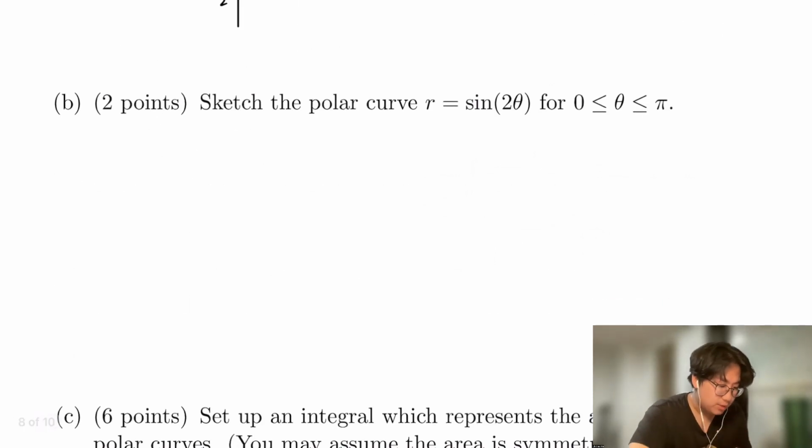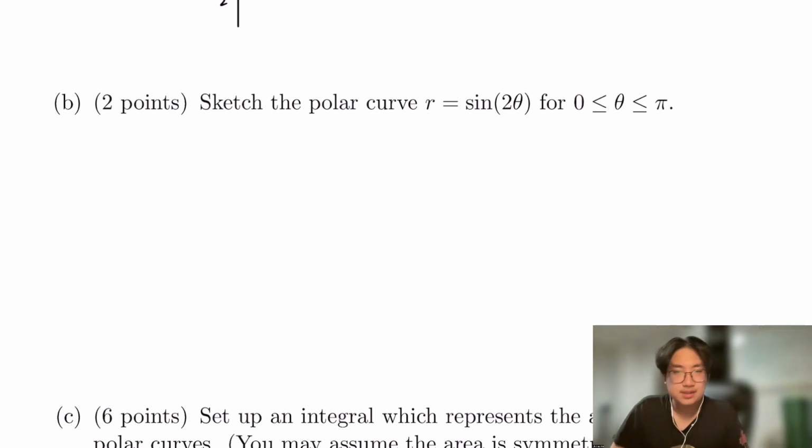Okay, for part B, you want to sketch the polar curve r is equal to sine of 2 theta, for theta between 0 and pi. In this case, this is more sketchable than something like 1 minus cos of 4 theta. If you do need to use a table of values, definitely go for it.